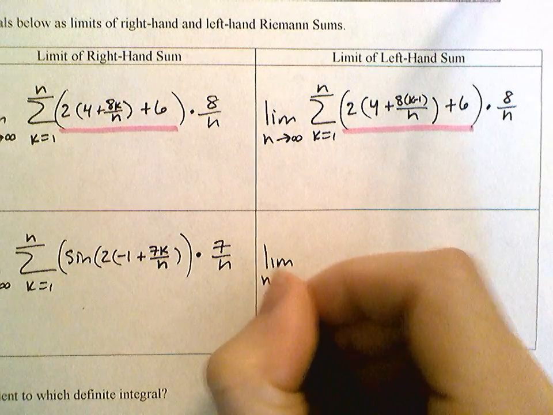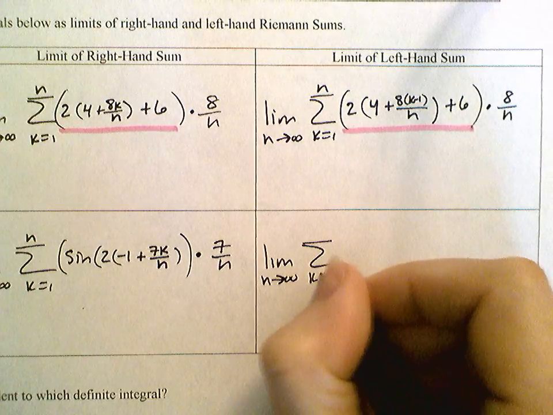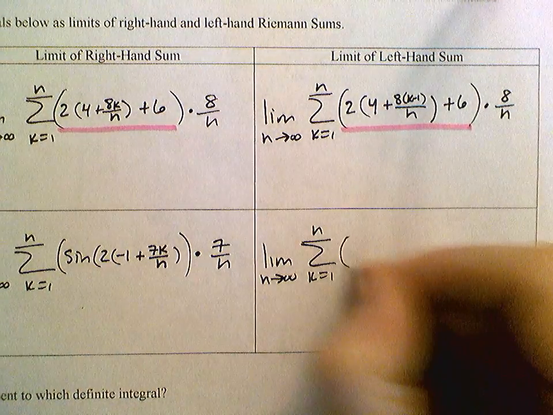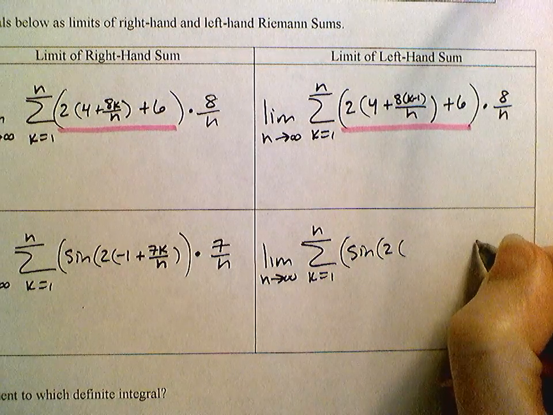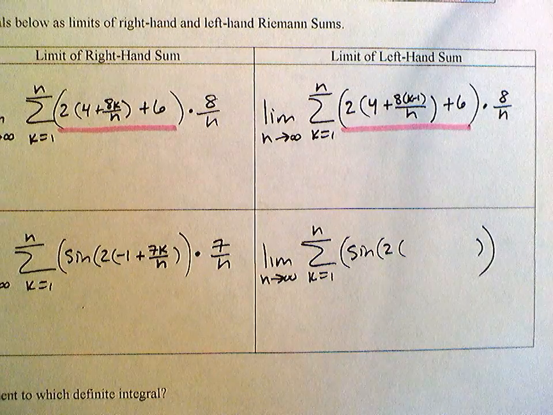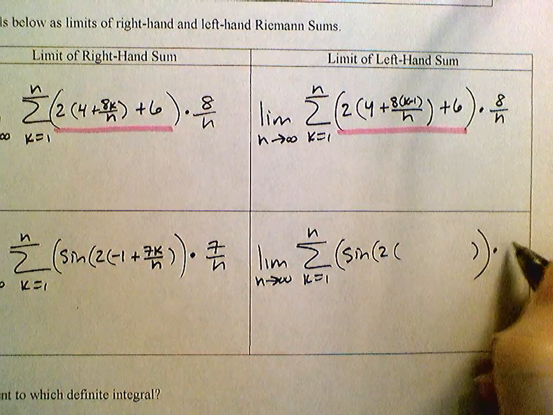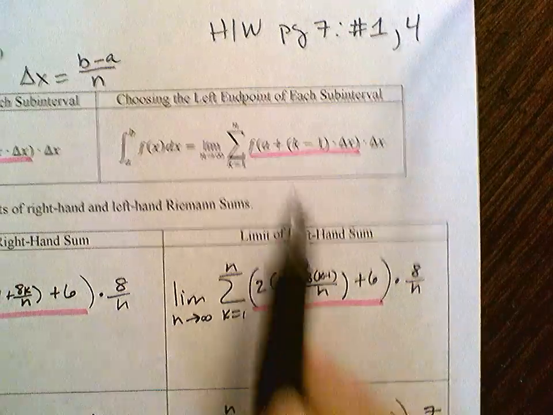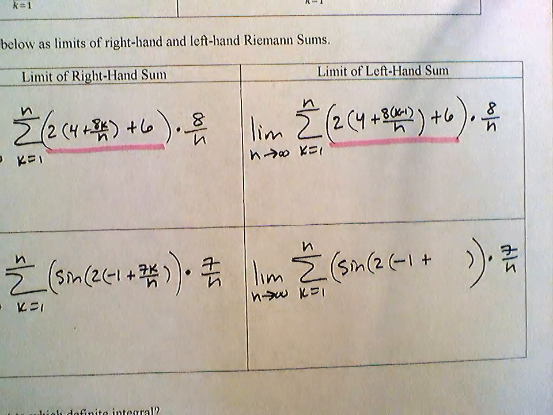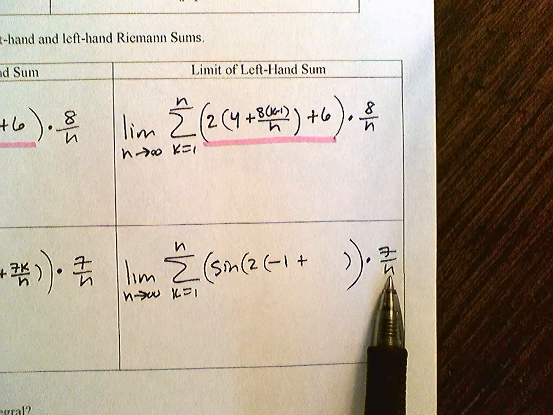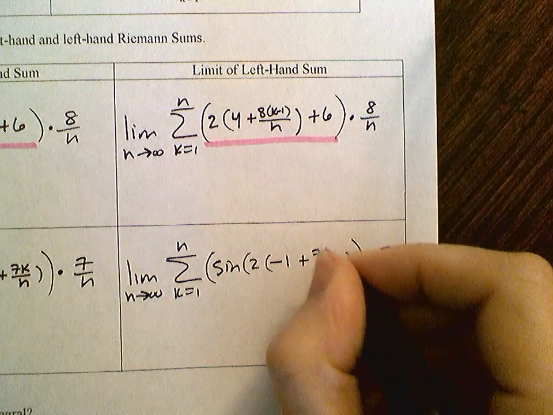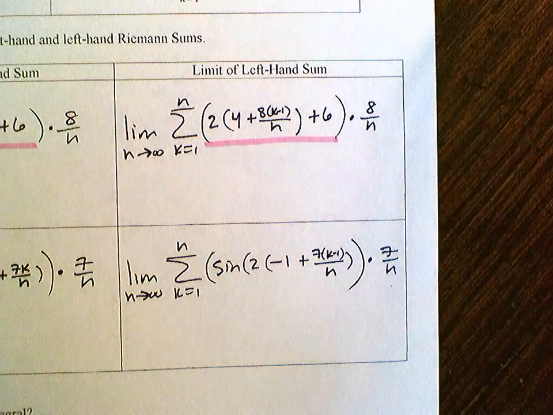So it starts off the same. The limit as n approaches infinity, summation, k equals 1 up to n. I'm going to take my function, and I'll leave a long blank for the input, because for the left-hand one, you need a k minus 1 instead of a k. So times 7 over n. And then inside goes a plus k minus 1 times delta x. So again, just like before, a is negative 1 plus this is delta x. It would be helpful to always look here. That's delta x. We've just got to multiply delta x by k minus 1. So 7 times k minus 1 over n.